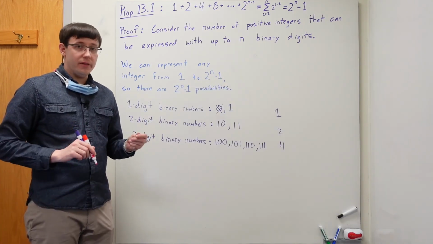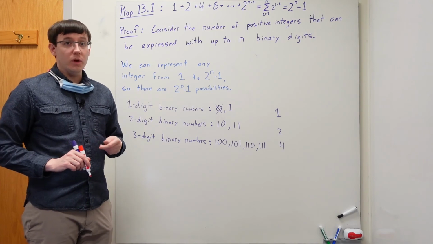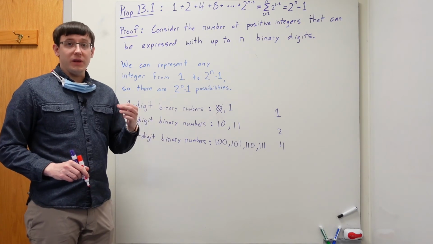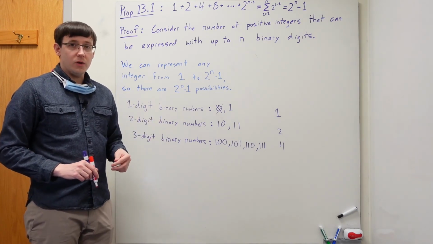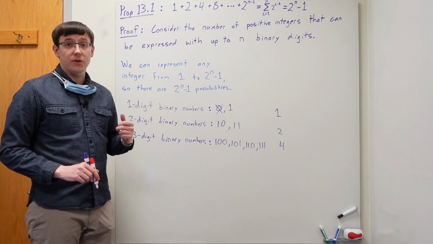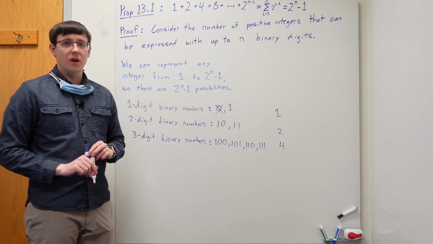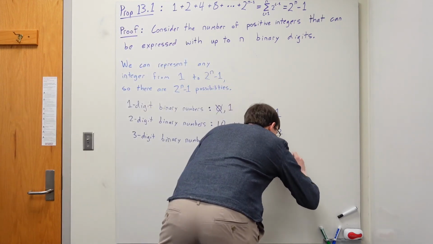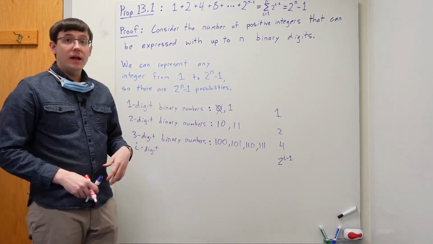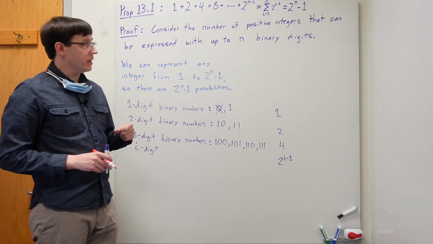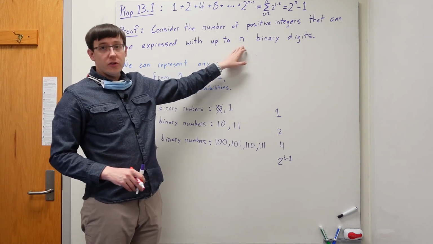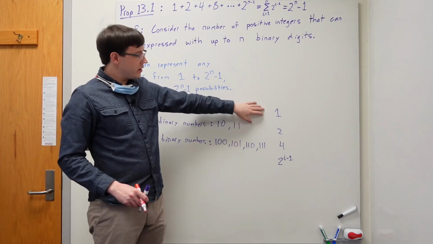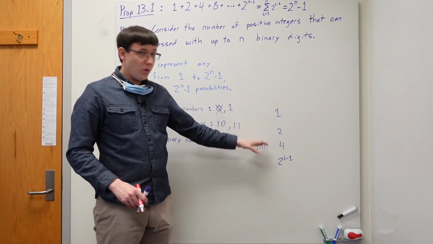And so, in general, the i-digit binary numbers will start with a 1 and then be followed by i minus 1 elements that can be either 1 or 0. And so, since there are two choices for each of those i minus 1 positions in the list, we have 2 to the i minus 1 possibilities. And so this gives us another way of counting all of the integers with up to n binary digits: we can count all of the one-digit numbers, then the two-digit numbers, and so on up to n.